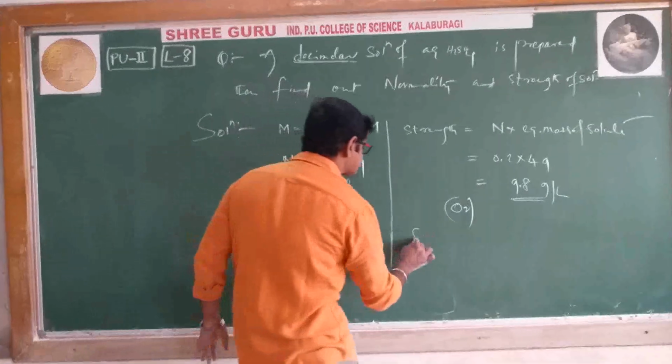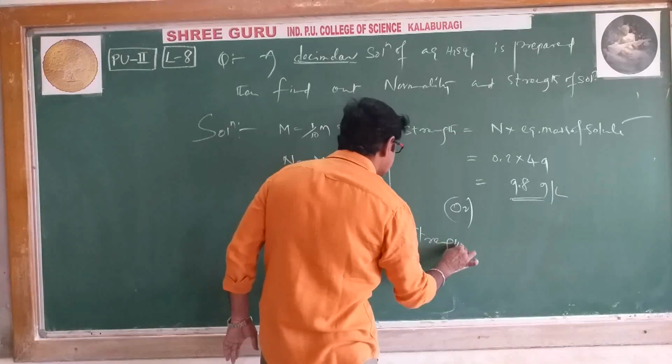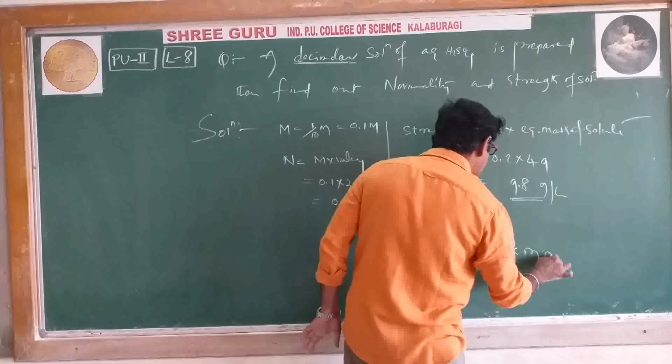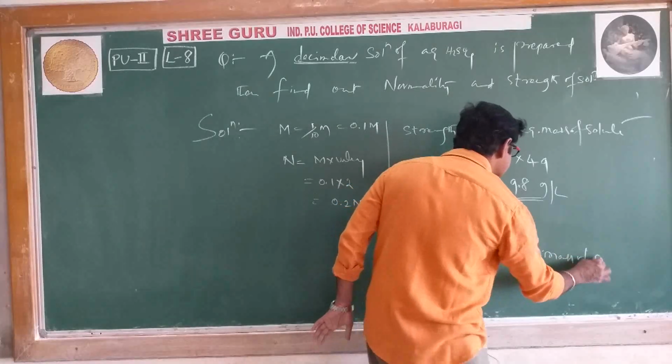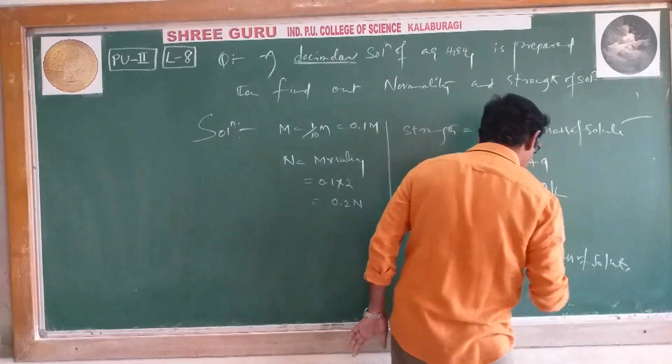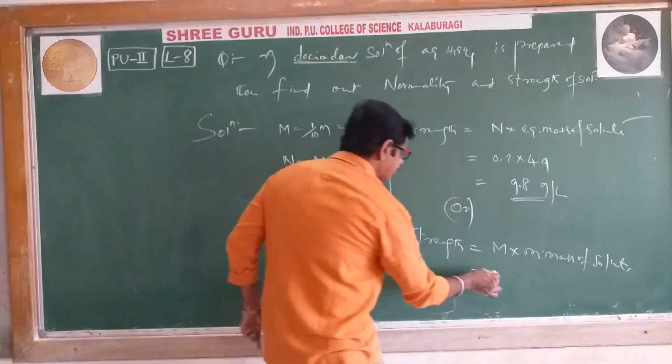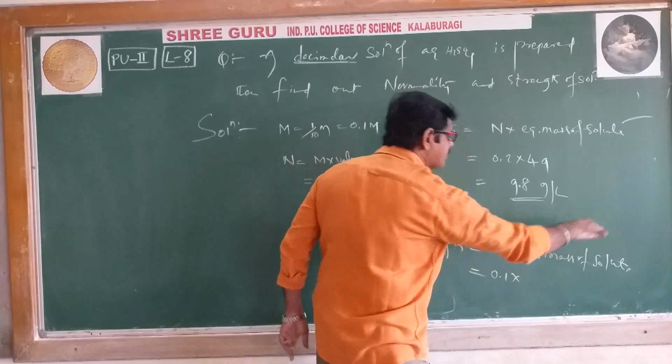Or suppose with the help of the molarity formula, how to calculate? Strength is equal to molarity into molar mass of solute. That's it. Molarity into molar mass of solute. Molarity how much? Let us see. 0.1 into molar mass of solute.